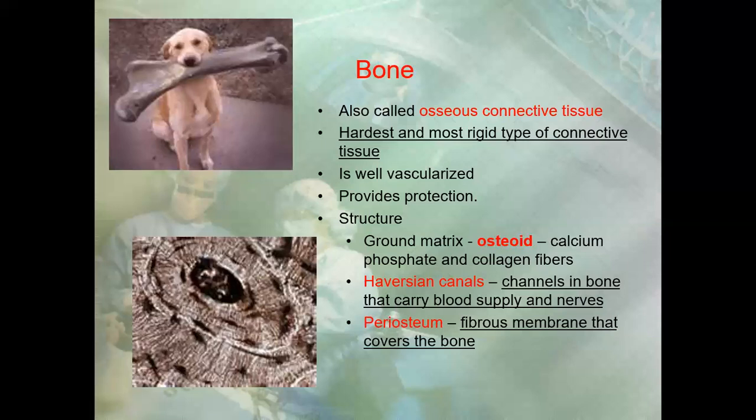Lots of blood supply. Why? Because we have a bunch of blood cells that are made in our bones. We gotta get those blood cells out, the wandering cells.